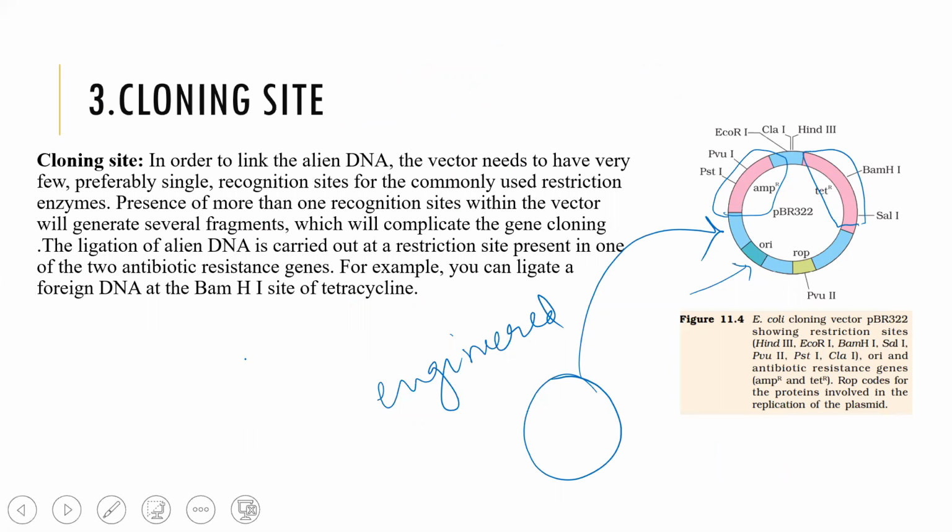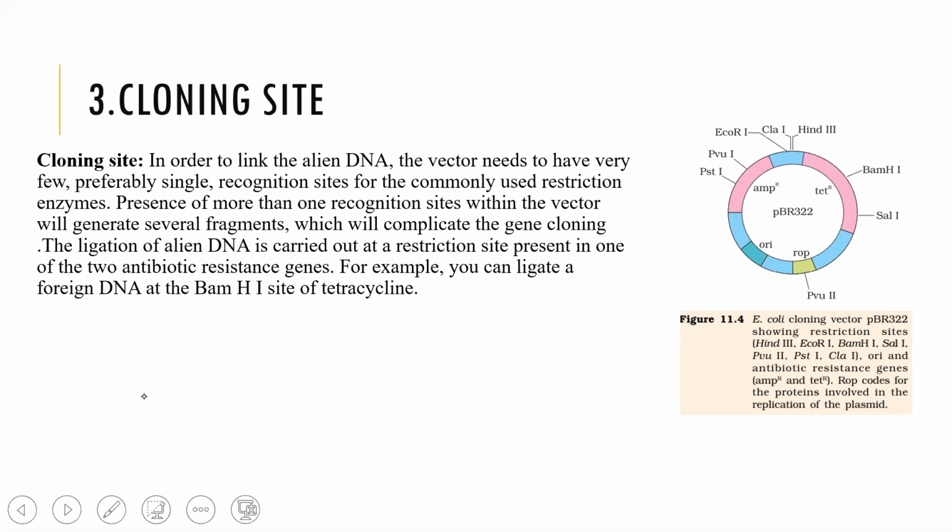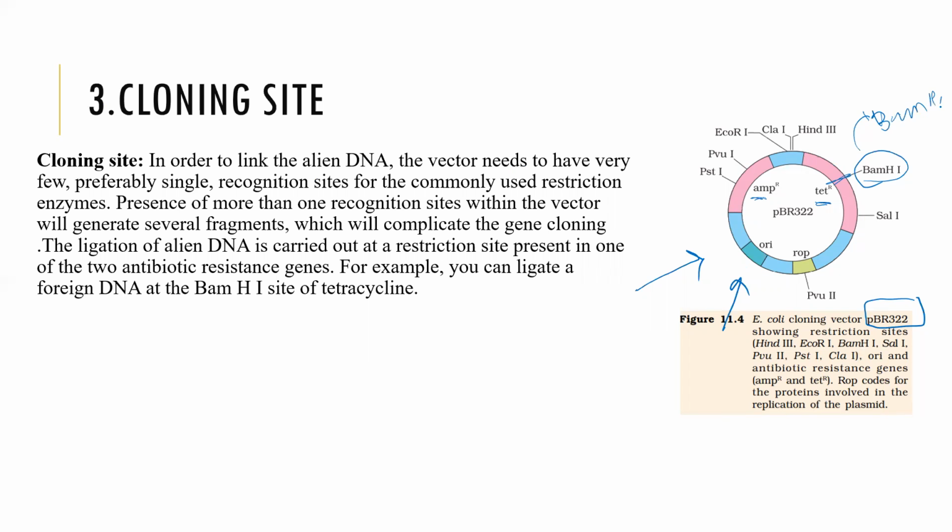Now we look into the cloning site. So this is very important. This diagram is very important to be drawn. It is a pBR322 cloning vector. It has a tetracycline resistance gene and an ampicillin resistance gene, and this is a BamHI restriction site. So this is a restriction site or recognition site for the enzyme BamHI. In this particular site, the DNA can be inserted. DNA can also be inserted in the PvuI recognition site or the PstI recognition site.